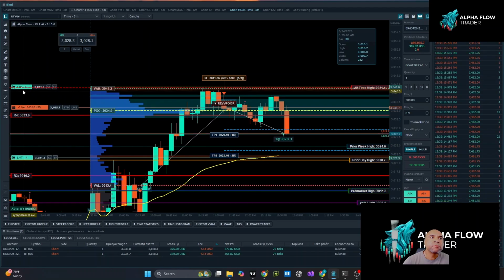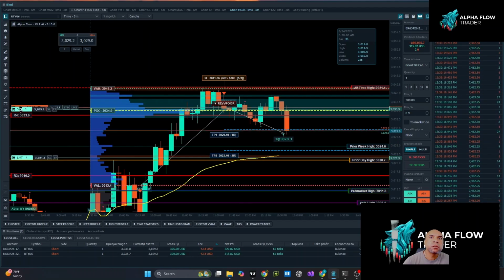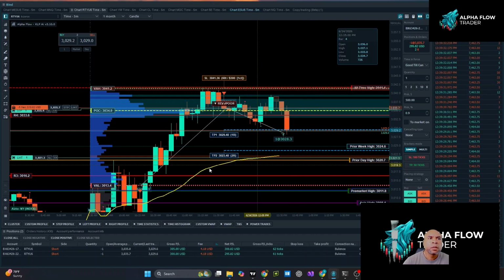So now I can officially make this a risk-free trade, which I will. I'll put it right at the top of this candle that we're at now. I am risk-free on this trade, guys. So I'm gonna ride the rest of it down. We'll see how it goes.